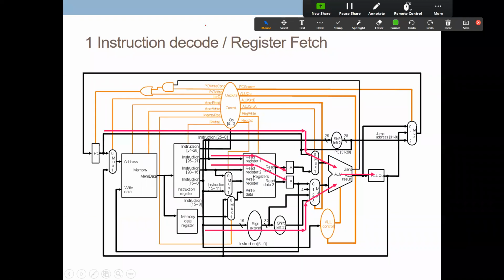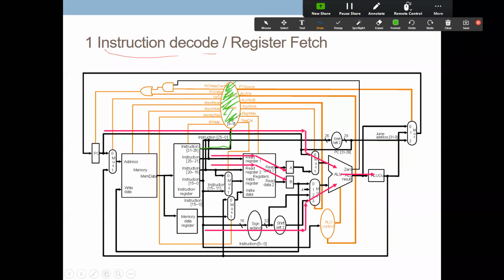Now in the second cycle the main goal is that you need to do instruction decoding. In instruction decoding, we store the instruction in the instruction register. And if you can see here we have this line, which is the opcode, going into the control unit. During this stage this is happening: we are calculating all the control signals that we will need.